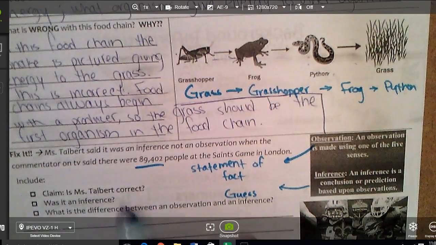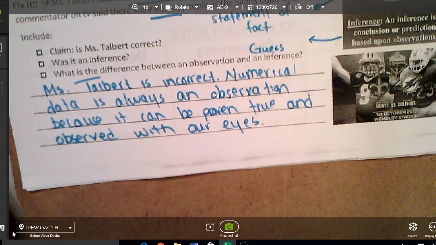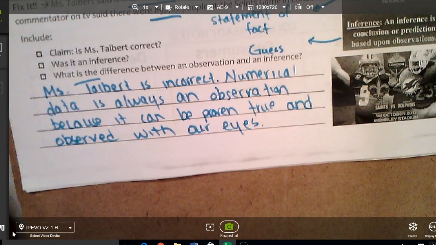Ms. Talbert said it was an inference. So is she right or wrong? Pause the video, put your thumb in the air so Ms. Talbert knows you're working silent and solo. Go ahead and answer that question. Go. All right, taking a look at the last question on this page, your answer should sound just like mine.